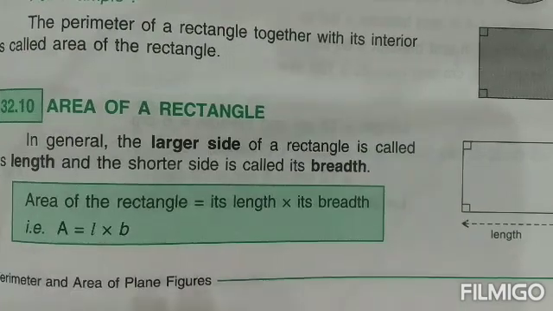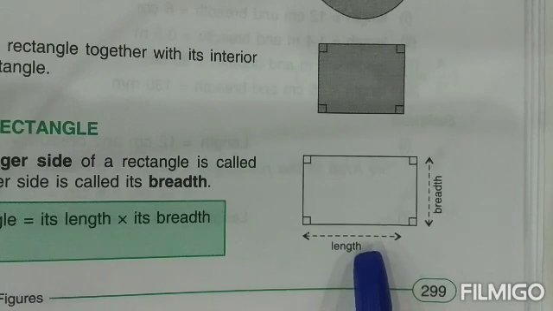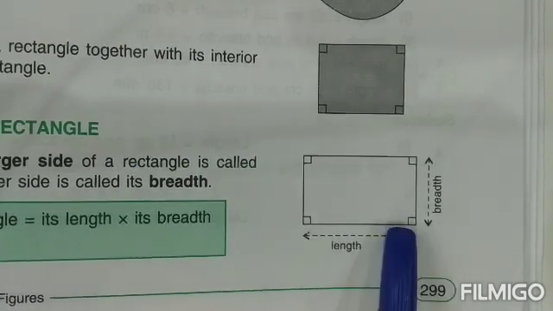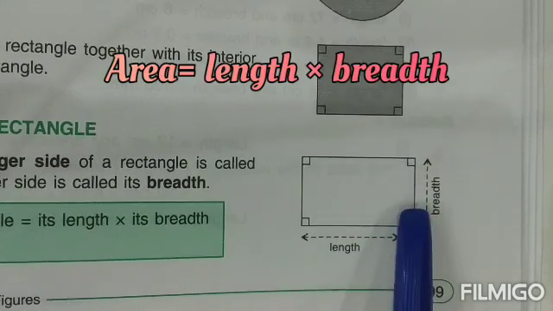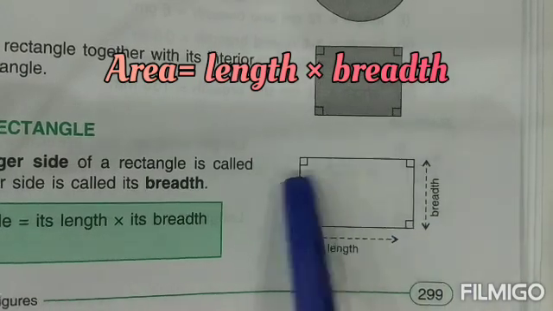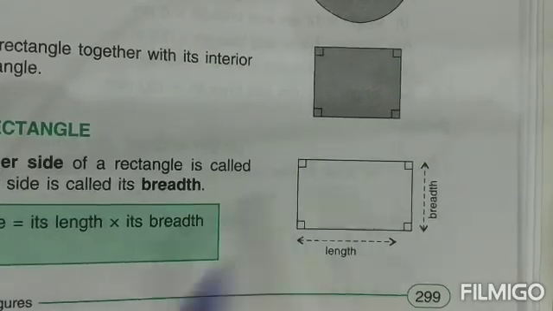Now there is a figure given. You can look at the figure. This figure exactly tells you that the longer portion is the length and the shorter portion, in comparison to the length, is the breadth. So if you multiply length into breadth, you will get how much area is being covered by this particular figure.